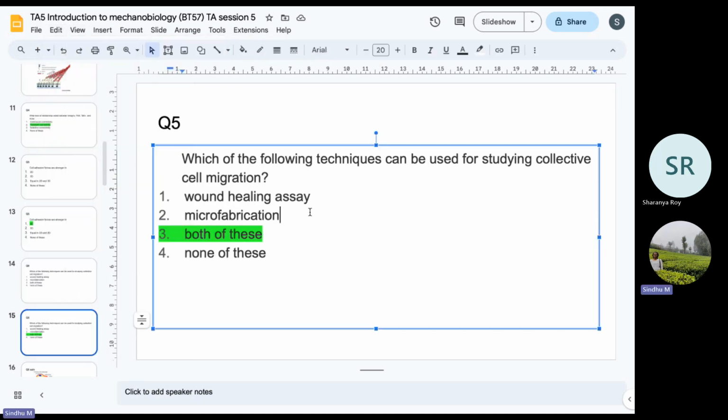So scratch assay, wound healing assay, is basically a scratch assay where you will have a monolayer of cells, and using a pipette tip you will make a scratch in the dish. The cells which are touching the pipette will be removed and there will be a gap, and the cells will move to close the gap. So that is option A, wound healing assay.